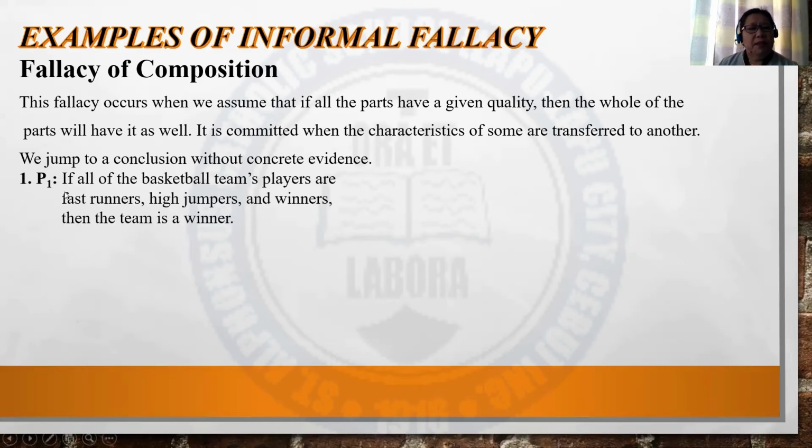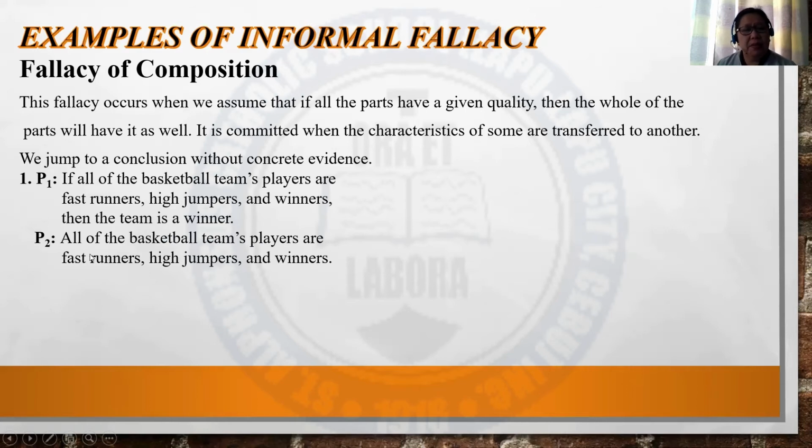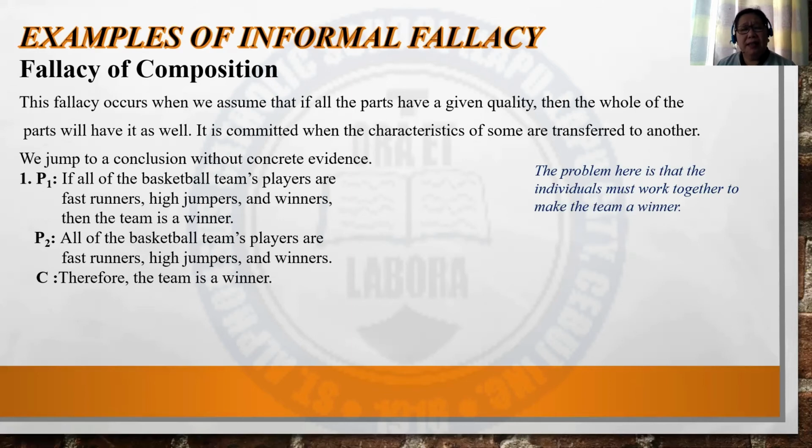For example, the first premise is if all of the basketball team's players are fast runners, high jumpers, and winners, then the team is a winner. Let us have the second premise. All the basketball team's players are fast runners, high jumpers, and winners. Therefore, the team is a winner. The problem here is that the individuals must work together to make the team a winner.